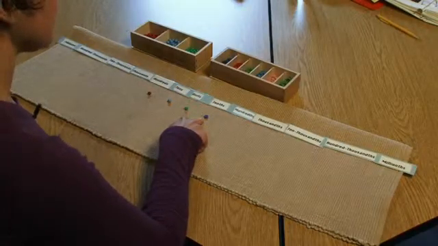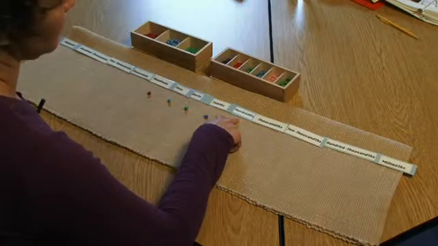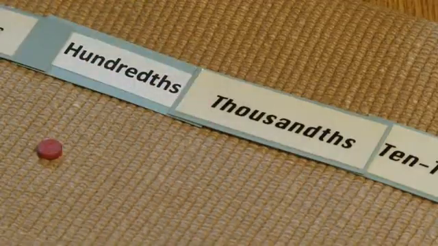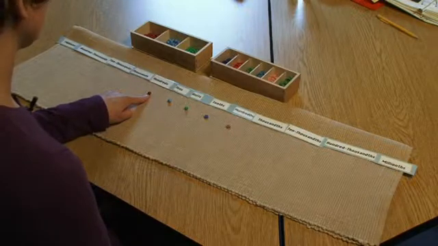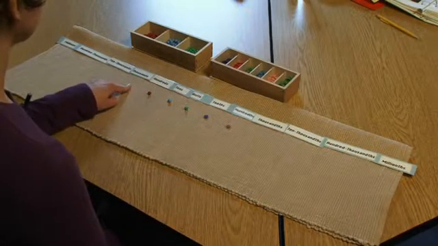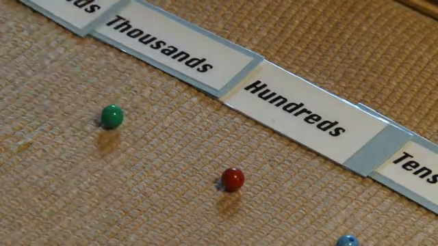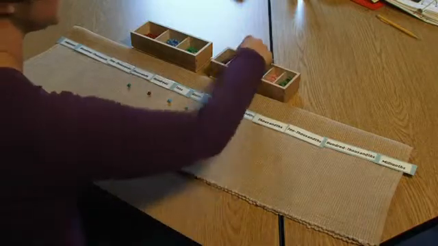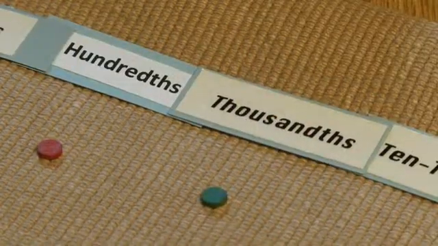Dividing our tenths by 10, we now have the hundredths, represented by the red disc. 100 multiplied by 10 takes us to our thousands, again represented by our green bead. Hundredths divided by 10 is our thousandths.